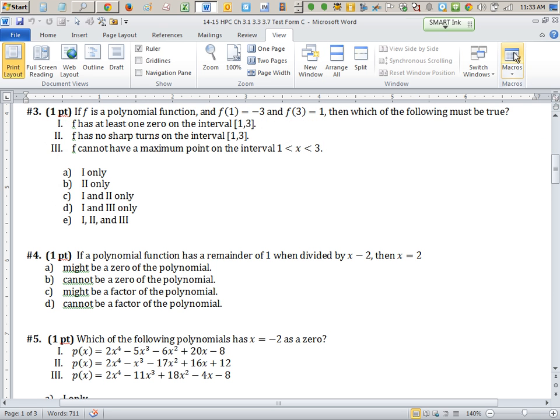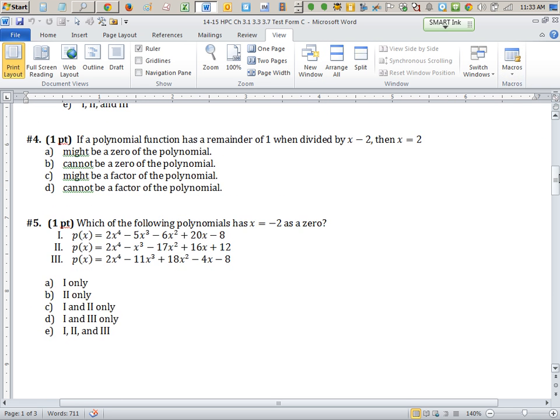Okay, let's go to the next one. If a polynomial function has a remainder of 1 when it's divided by x minus 2, then x equals 2 might be a 0, cannot be a 0, might be a factor, cannot be a factor. Well, first of all, this is a factor. X minus 2 is a factor, okay?